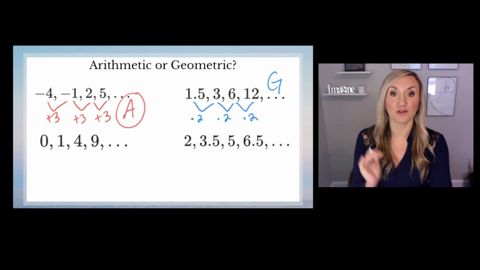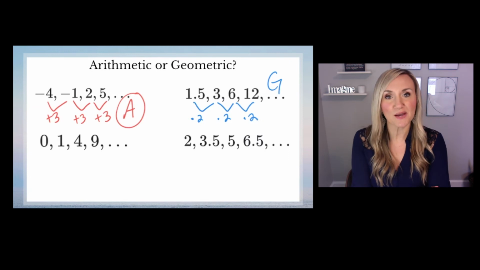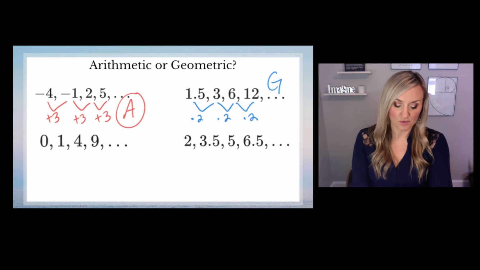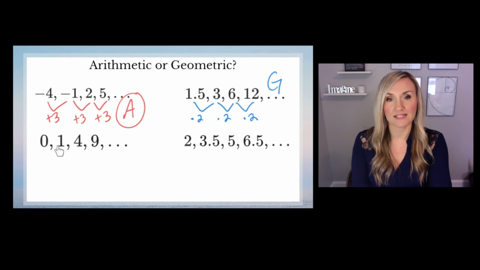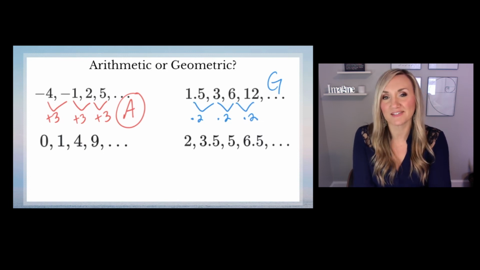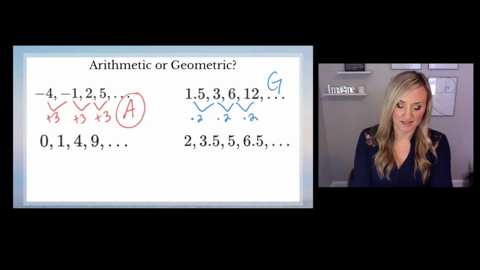Let's take a look at the third example. The third example is pretty special. It's actually neither, right? If we're moving from 0 to 1, that's adding 1. But then we're not adding 1 to get to the 4 and then it continues on. Now this one is special because there's still a rule that's happening. Take a look at this.